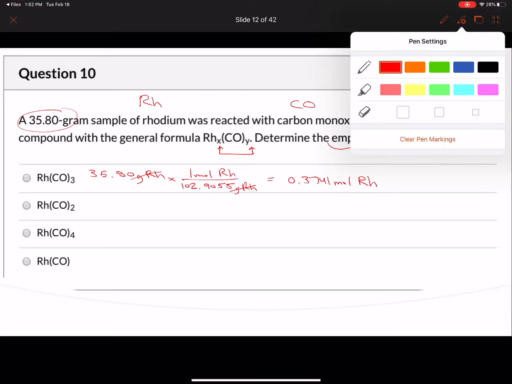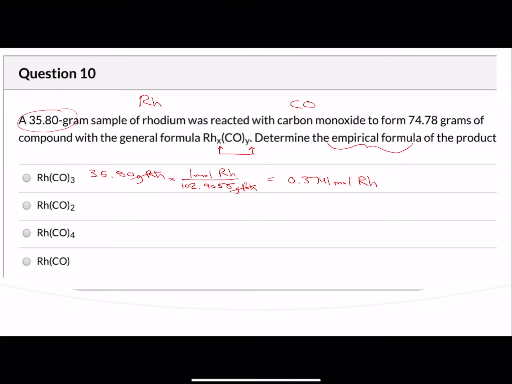Let me just switch my pens here. There we go. Now I need to figure out the number of moles of carbon monoxide. But my problem tells me that the rhodium is reacting with carbon monoxide, and overall I get 74.78 grams of product. So out of that 74.78 grams, 35.80 grams of it was rhodium. What's left over must be carbon monoxide. So if I do that same exercise, my 74.78 grams total, subtract 35.80 grams, is going to equal the number of grams of carbon monoxide.